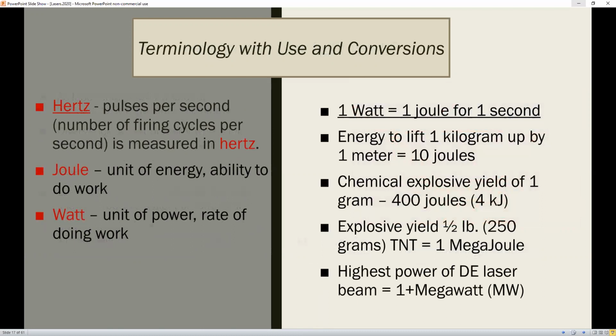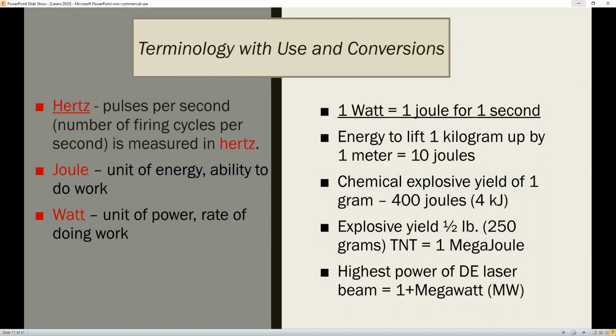So if you understand the physics of your radiology course, then this will make more sense to you. Now, what's some of the terminology with the use as well as the conversions? Again, this isn't something that you're going to be tested on, but it's trying to give you a bigger picture of what we are doing with our patients and what power the machine actually has.